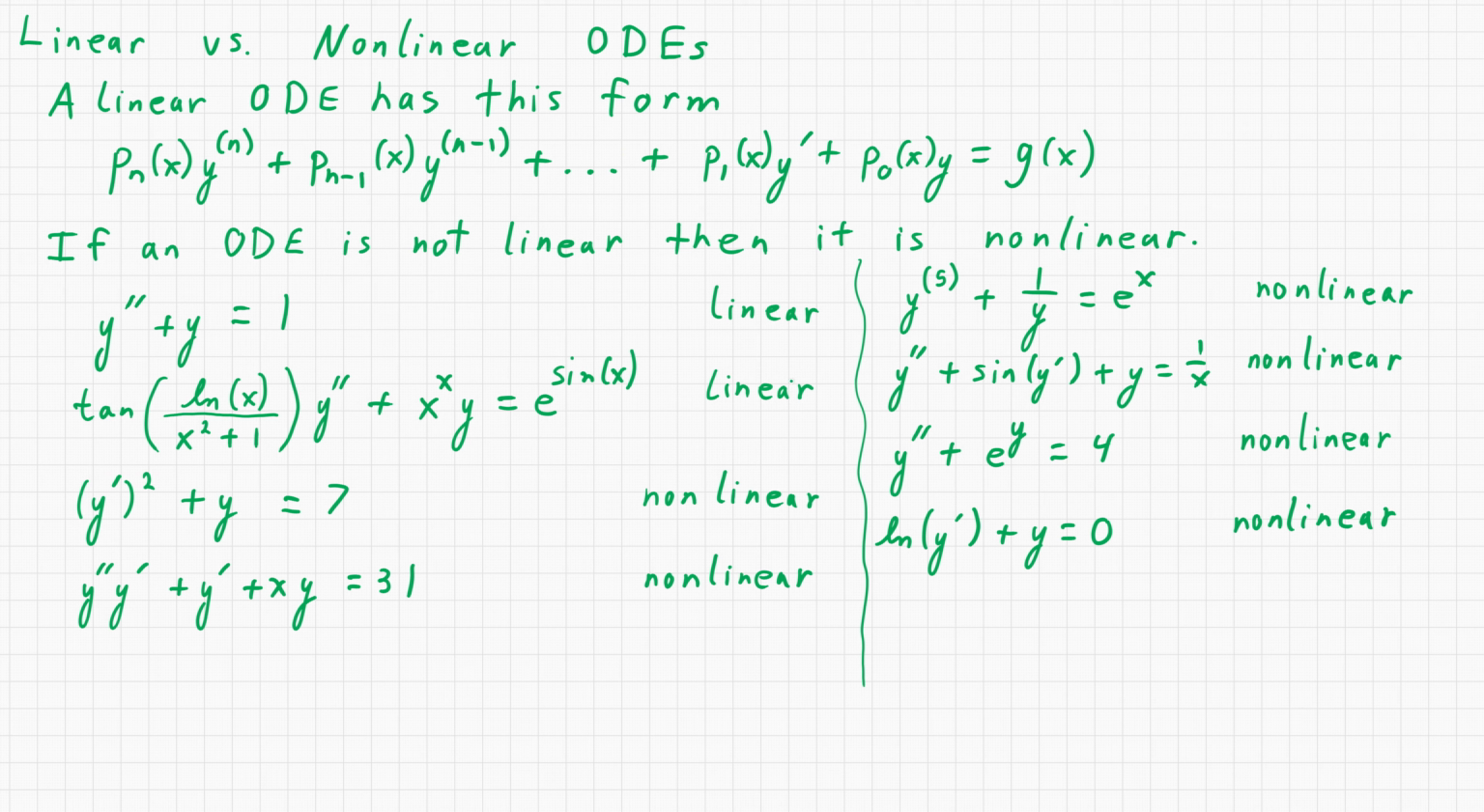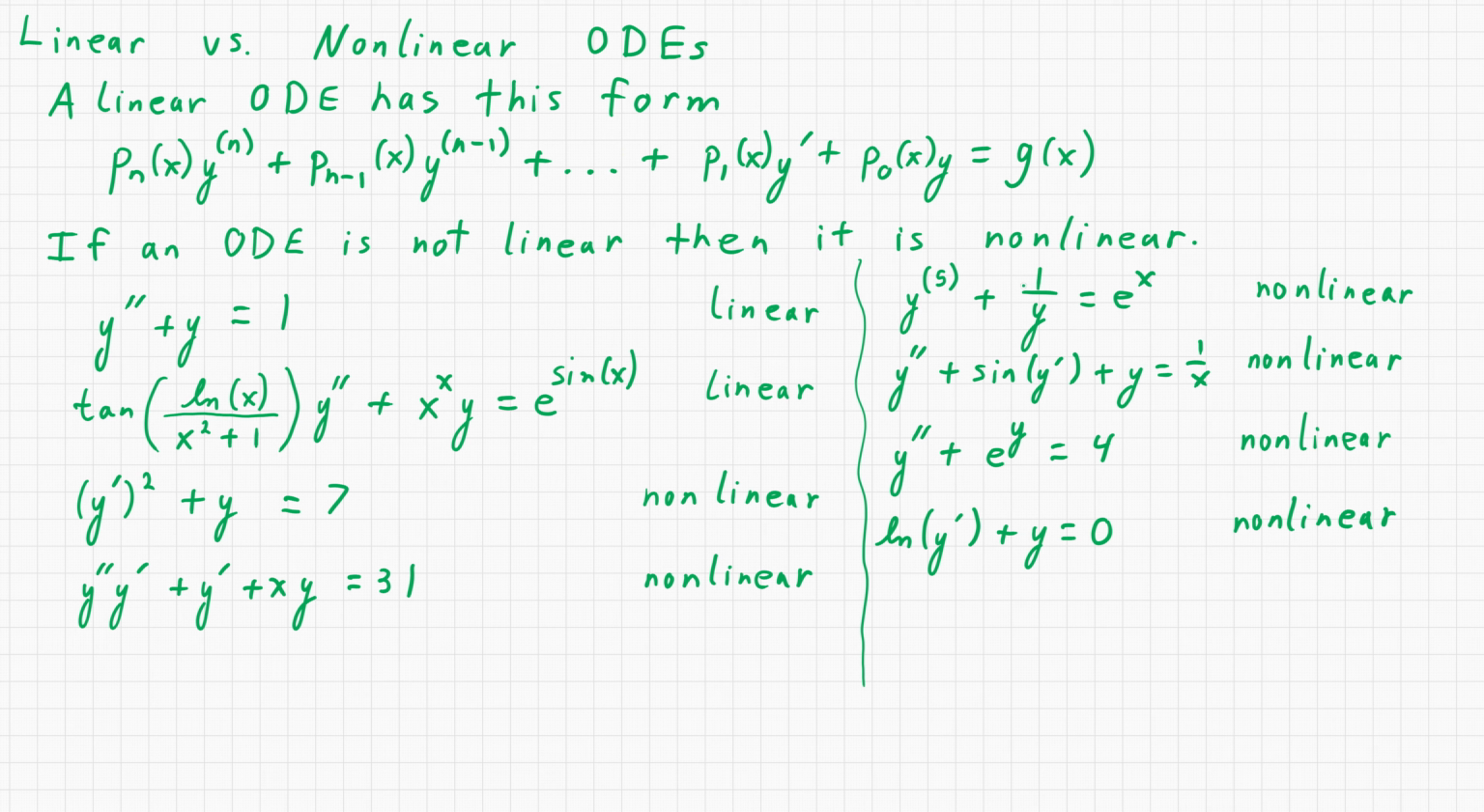So that is linear. Versus all of these other ones, right, we have y prime squared, so y prime times y prime plus y equals 7. Because of that y prime squared, this is a nonlinear ordinary differential equation. In this one, we have y double prime times y prime. It doesn't matter what else is going on in the equation, just that first term makes this ordinary differential equation a nonlinear ODE. Here we have y, the fifth derivative, plus 1 over y equals e to the x.